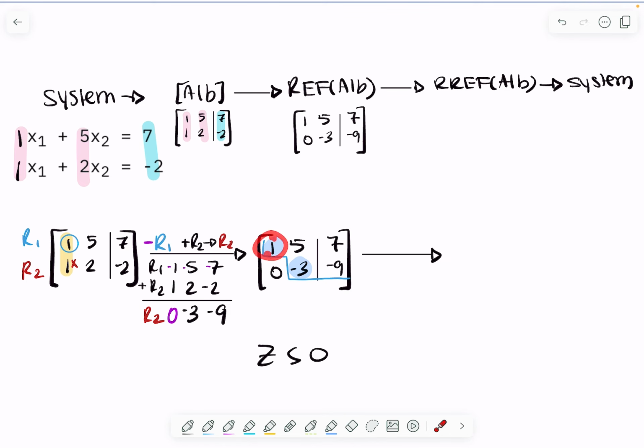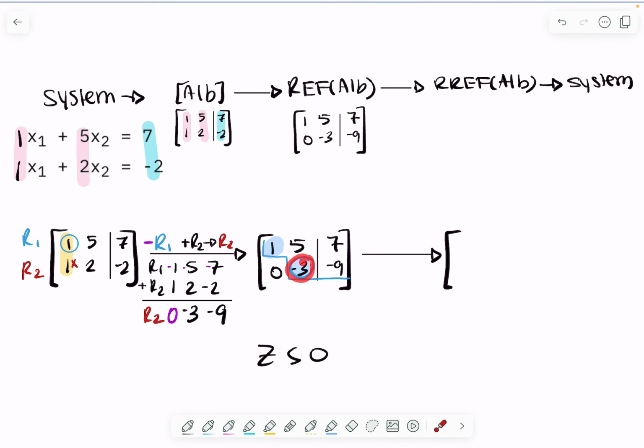So recall, we started here and we went down and to the right. Now we're going to start where we left off, but go up and to the left. It's just the opposite. So we want to start with the last pivot position we had, which was this one. Then we want to do the opposite. Now instead of killing everything below it, we want to kill everything above it. First things first, we want to make sure all of our leading entries are 1.